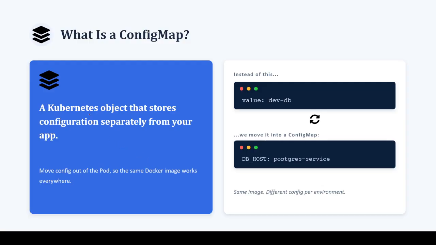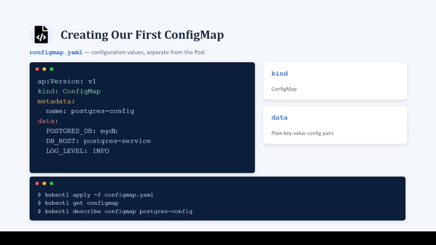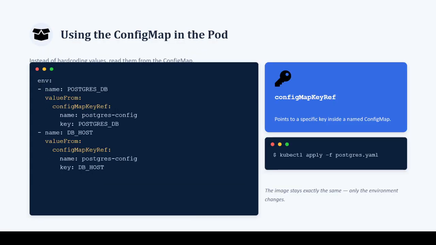A ConfigMap is a Kubernetes object that stores the configuration of your app separately from your app. So instead of hard coding values like this, we'll be creating a ConfigMap like this. We'll just provide the key and the value, and that ConfigMap we can use in our pod.